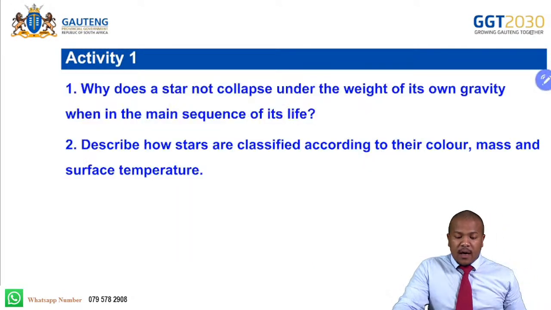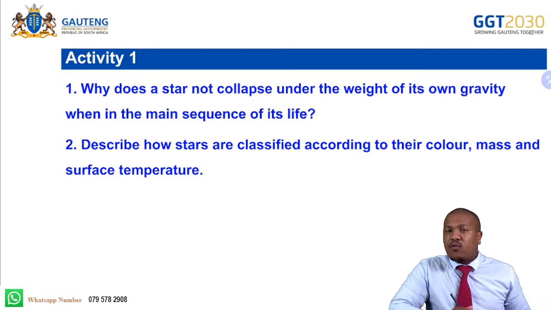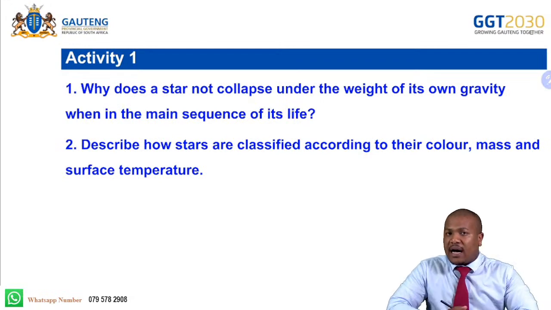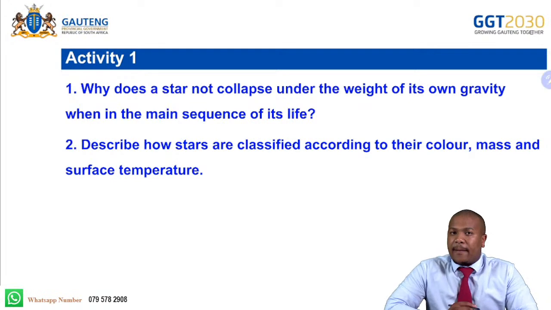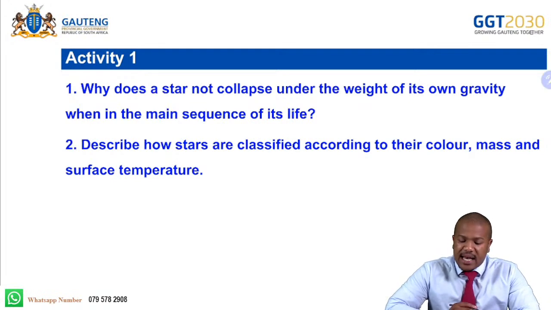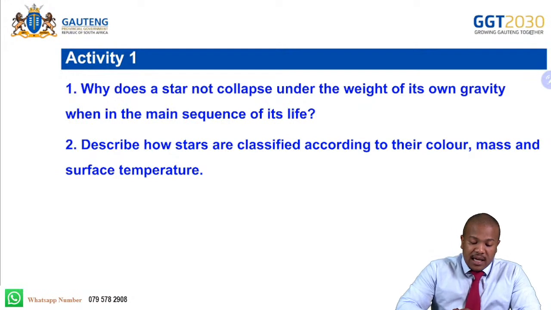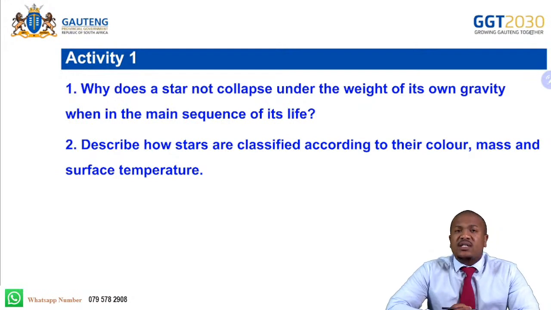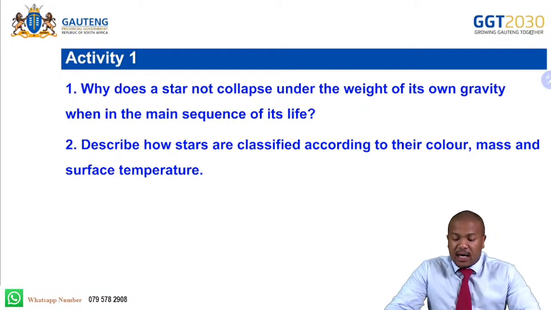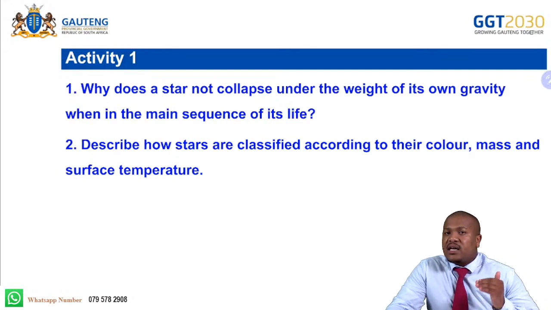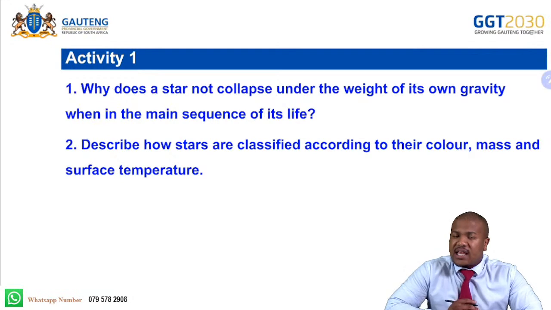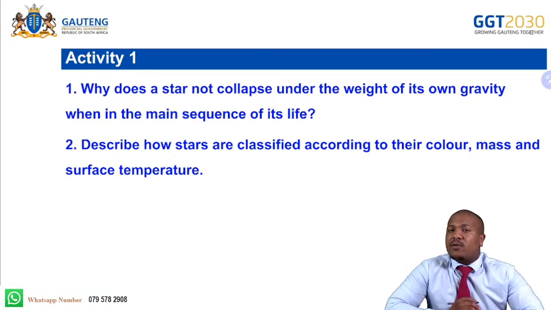So now, just to test ourselves on how much we have learned so far, we have activity 1 here. It says, number 1, why does a star not collapse under the weight of its own gravity when it is in the main sequence of its life? Then number 2, describe how stars are classified according to their color, mass, and surface temperature. That's what you need to do for your baseline activity. So let's meet again after 5 minutes after you have completed this activity.